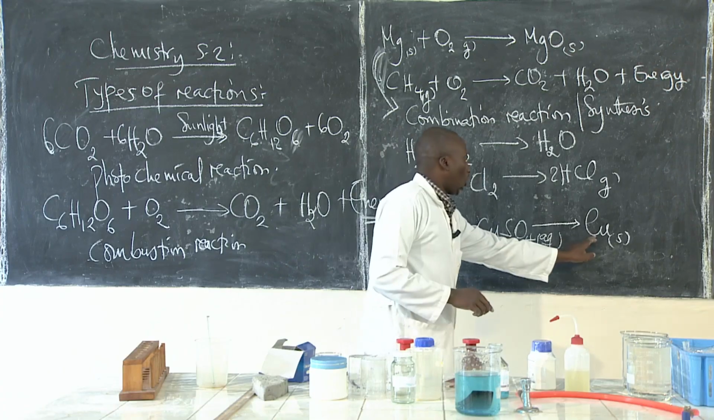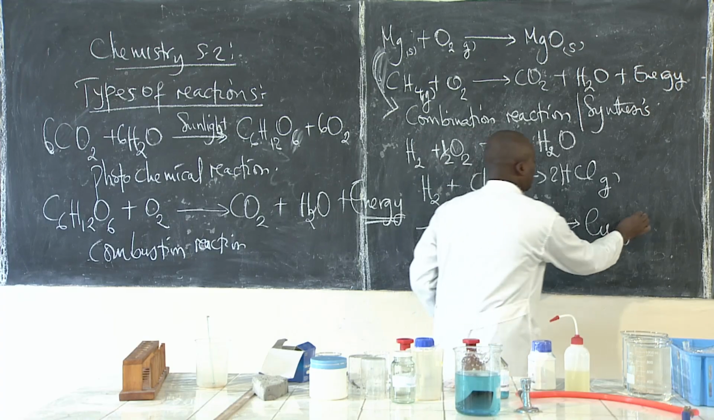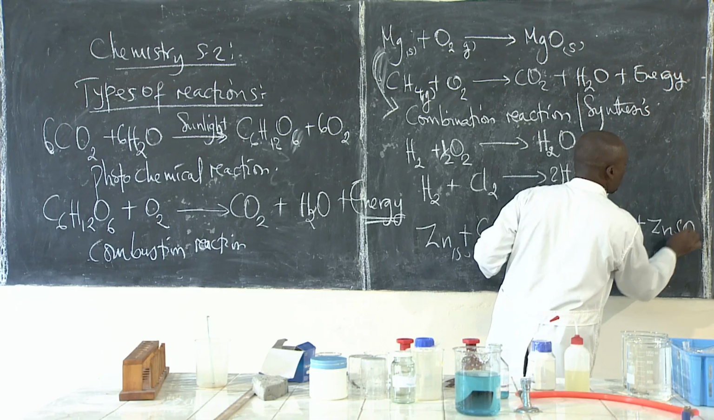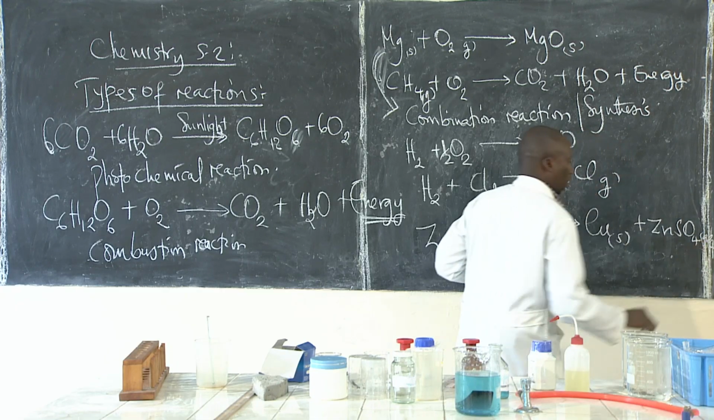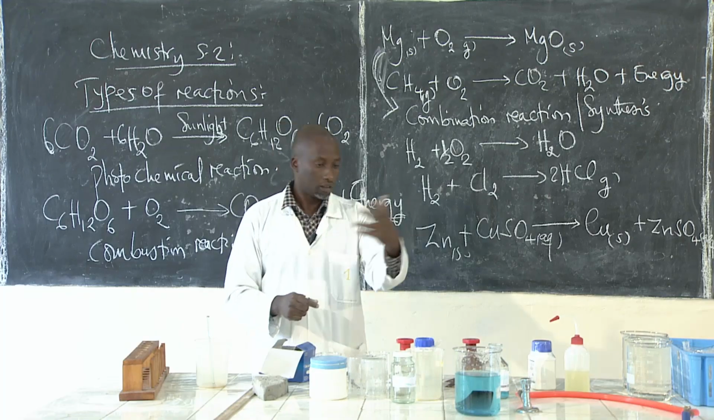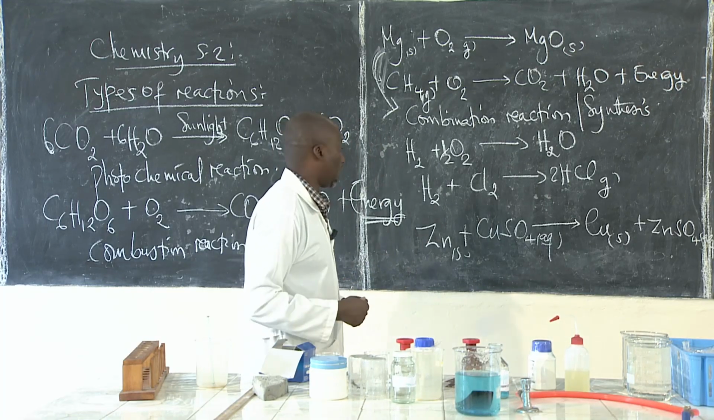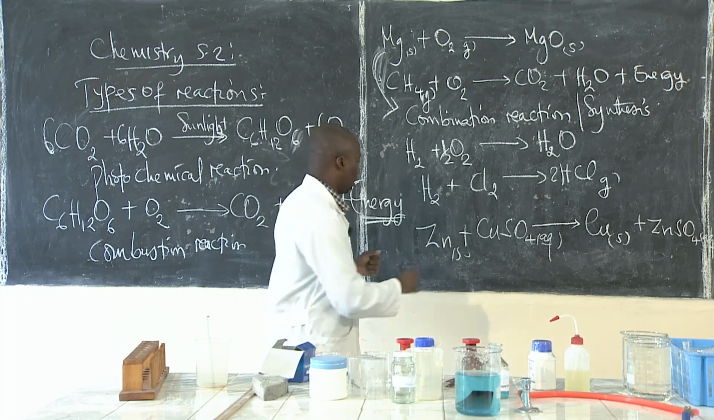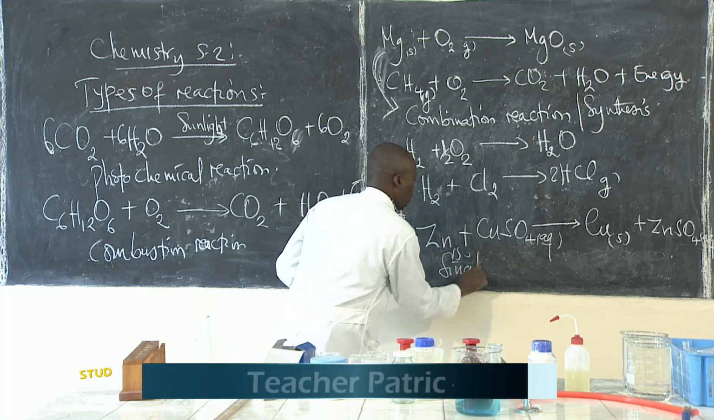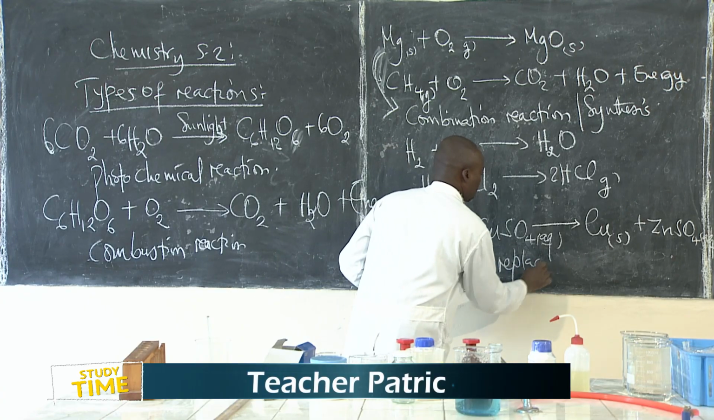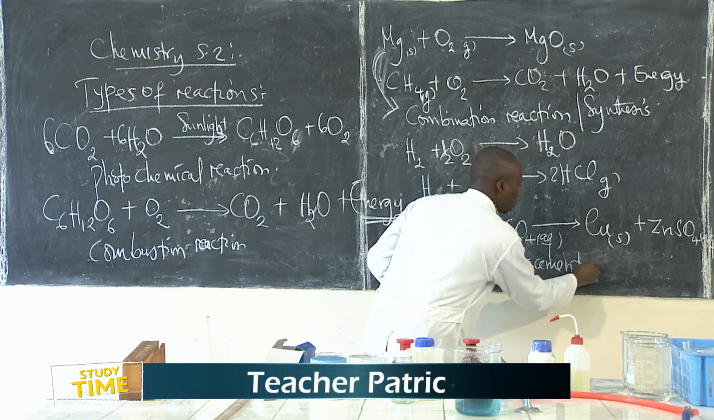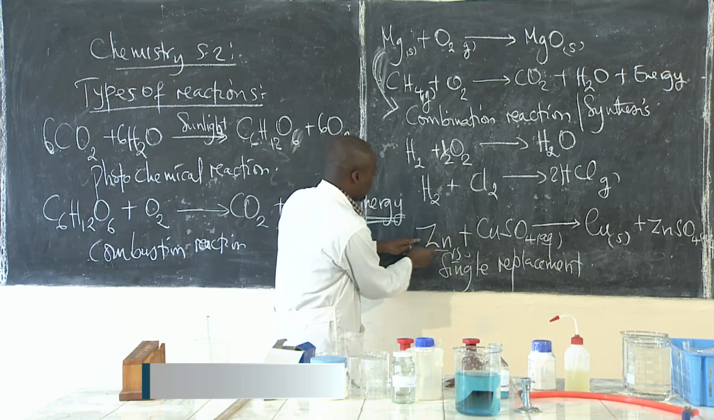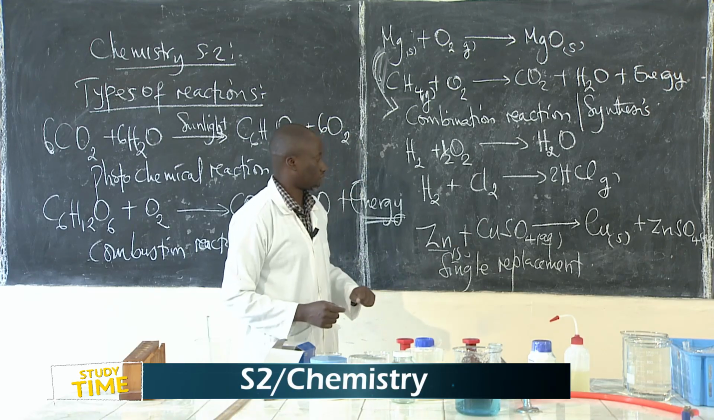So the copper is dispersed, and then you'll have this zinc sulfate forming in the solution. We'll have to keep watching that. Then towards the end, we'll see what will have happened. So that kind of reaction that is taking place here is what we call a single replacement. The zinc is displacing this copper.